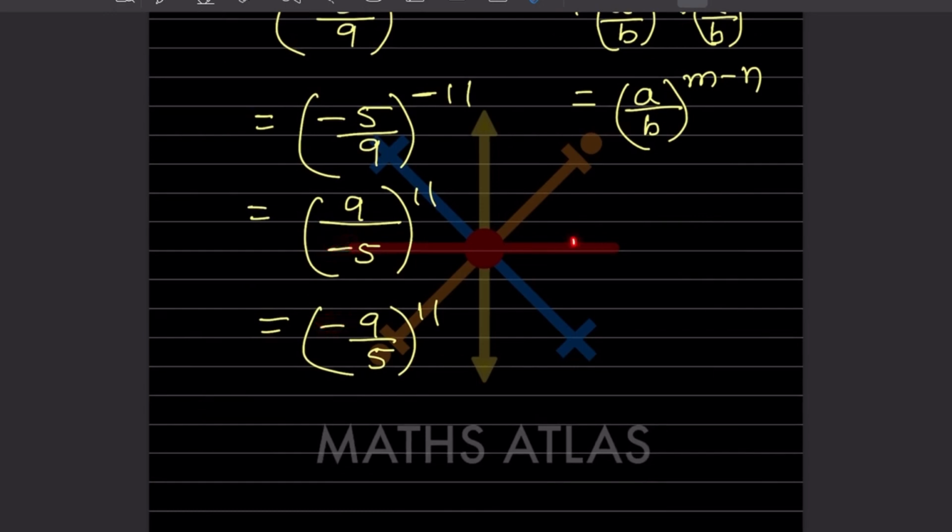Both are the same, because here plus divided by minus is going to be minus, or minus divided by plus is also going to be minus. So it doesn't matter. So we'll write it up. So this is the final answer.